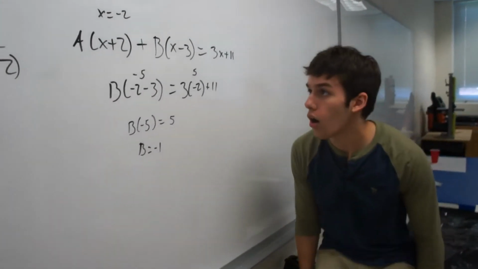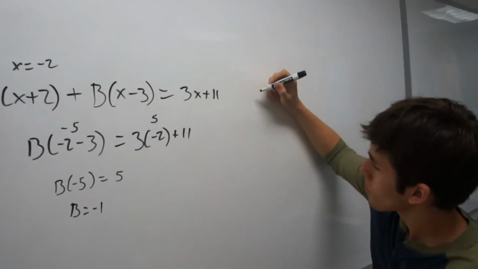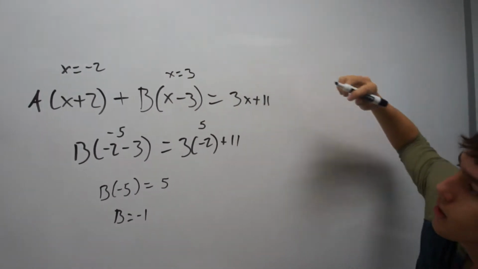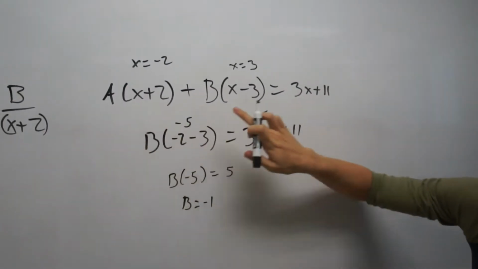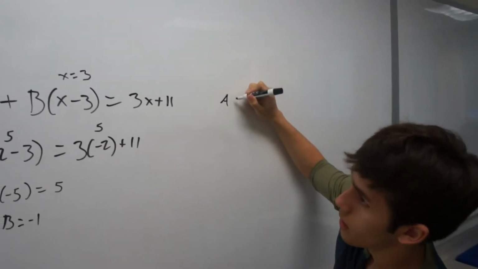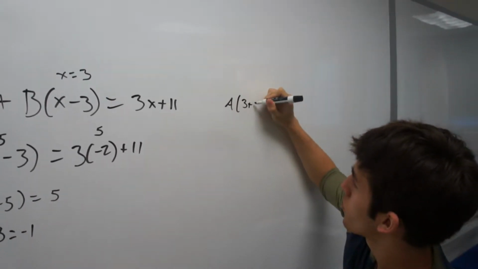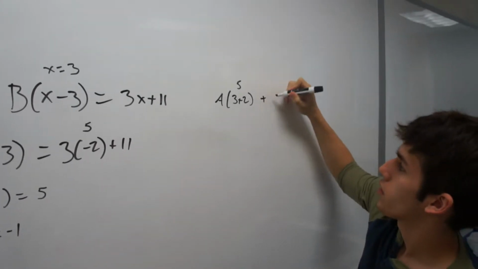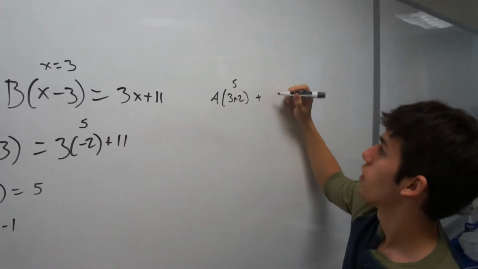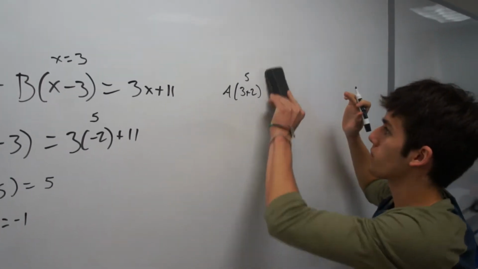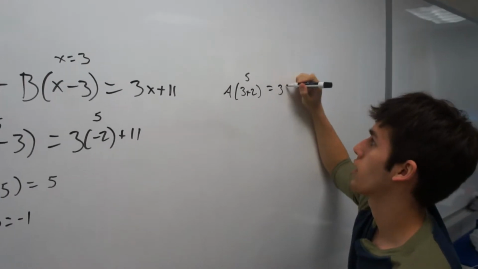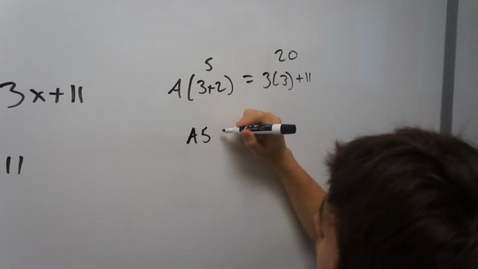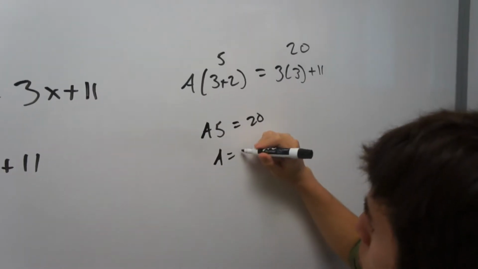Now let's go over here so that we can solve for a. So you want to set b equal to 0. For this one you have x equals positive 3. So then you plug positive 3 in for every x in the equation. We have a times 3 plus 2, which is just 5, plus the b, which is 0, which equals 3 times 3 plus 11, which is 20. So you have a times 5 equals 20. When you divide that, a equals 4.